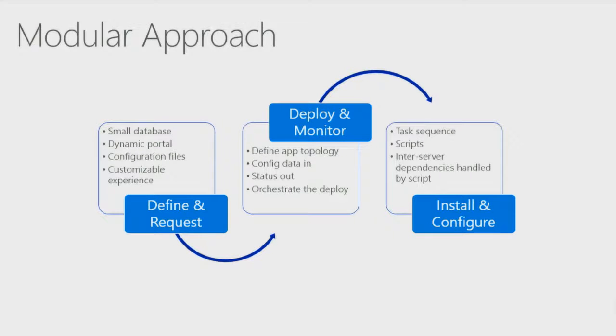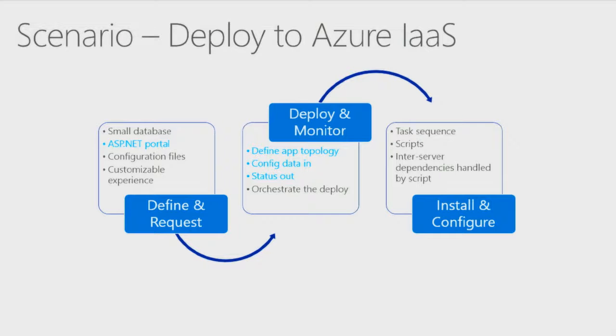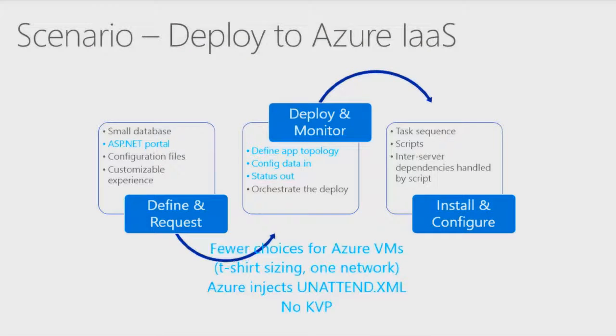And so for the deploy to Azure IaaS scenario, we made some changes to the ASP.NET portal. We have some work to do to merge them down, but it's just a little bit of change to the portal. In the middle is where it really changed, right? The deployment process for Azure IaaS is very different from VMM. Azure IaaS has no idea what a service template is, a VMM service template is. There's fewer choices in Azure IaaS, right? So you pick a t-shirt size VM, there's one network. Azure does things with on10.xml that we don't have control over, so we have to work around that.